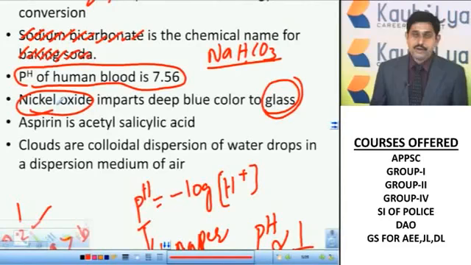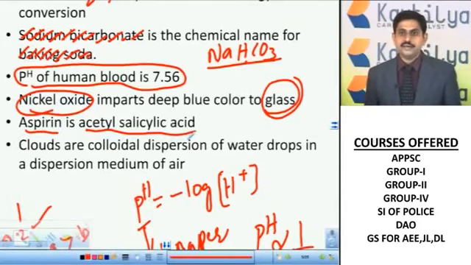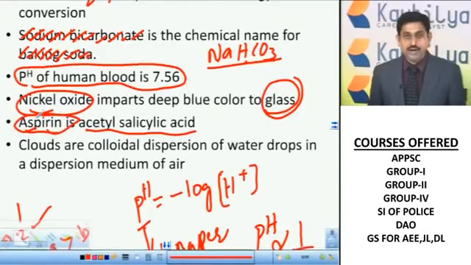Aspirin: the chemical name of aspirin is acetyl salicylic acid. Acetyl salicylic acid is called aspirin. It is asked so many times, what is the chemical name of aspirin? It is acetyl salicylic acid, right?